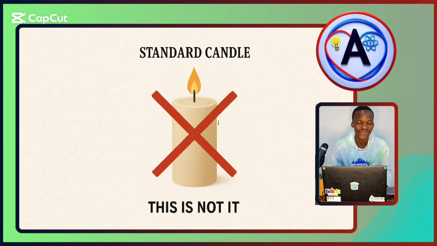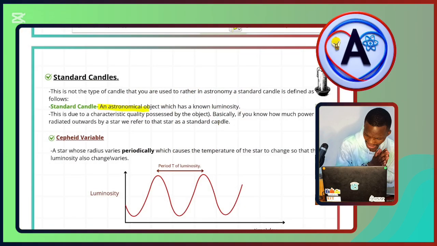Okay, standard candles. This is not the type of candle that you're used to. Rather, in astronomy, a standard candle is defined as follows. It's basically an astronomical object which has a known luminosity. So, if you have a star and you know its luminosity, for example 2 watts per square meter, we refer to that as a standard candle.